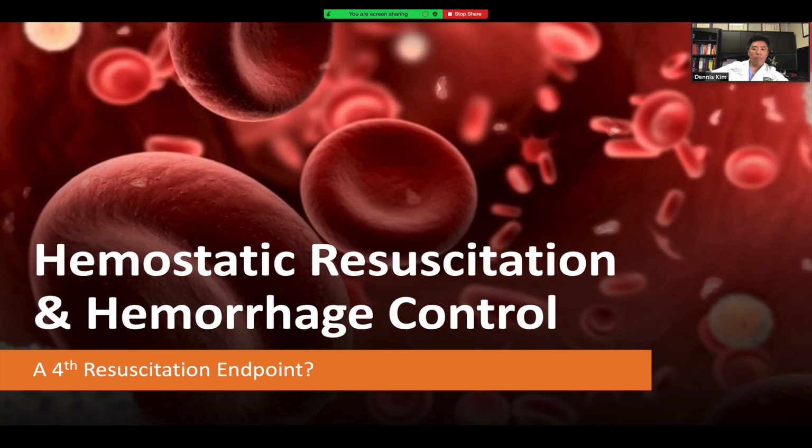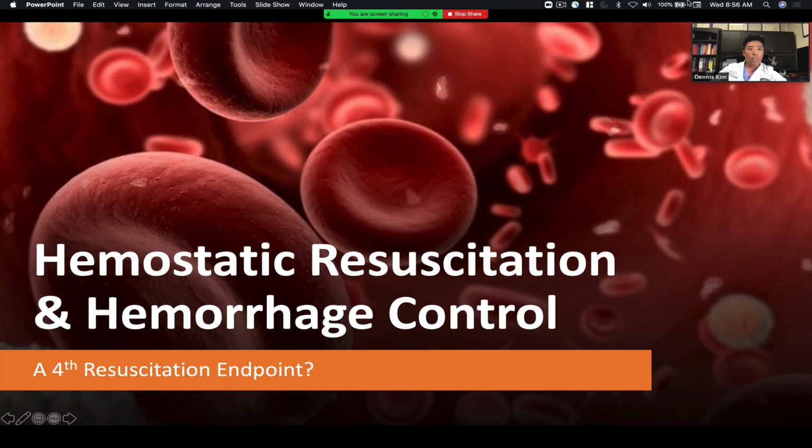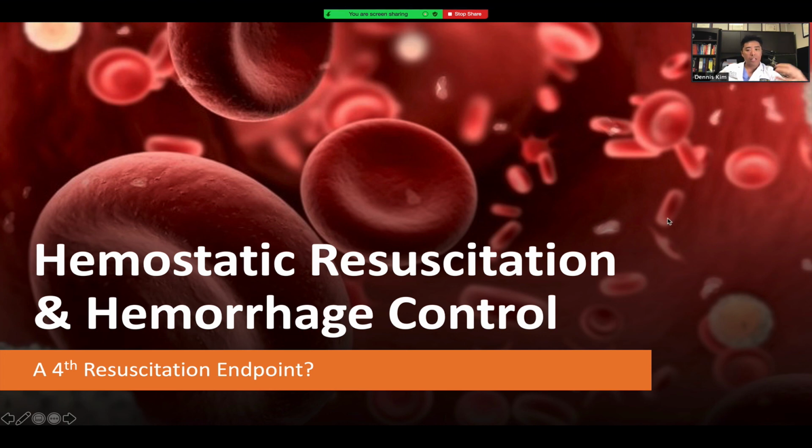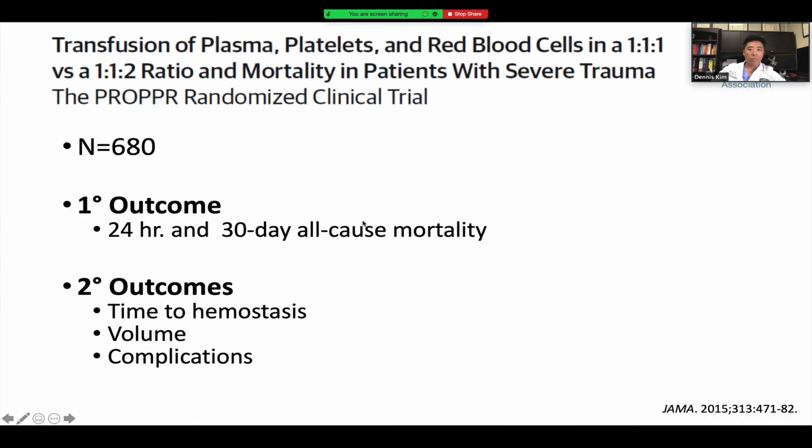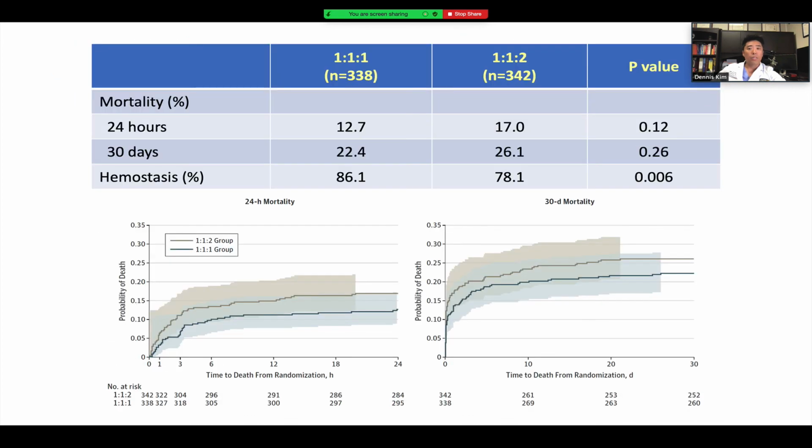I think with the publication of the PROPPR trial, as well as the expanding role of thromboelastography, hemostatic resuscitation and hemorrhage control has become this fourth resuscitation endpoint. We're now beginning to really understand that there's a lot more to the coagulopathy of trauma than simply bleeding, acidosis, and hypothermia. And with the publication of the PROPPR trial and our understanding that a one-to-one-to-one strategy may actually result in improved hemostasis and may very early on be associated with improved survival, the vast majority of trauma centers have moved to this route.